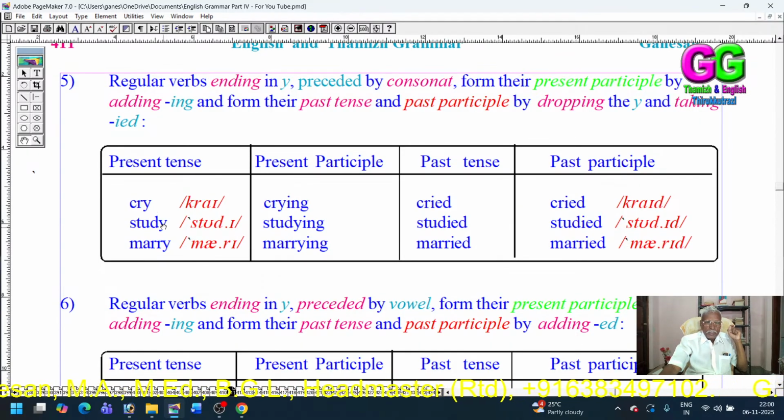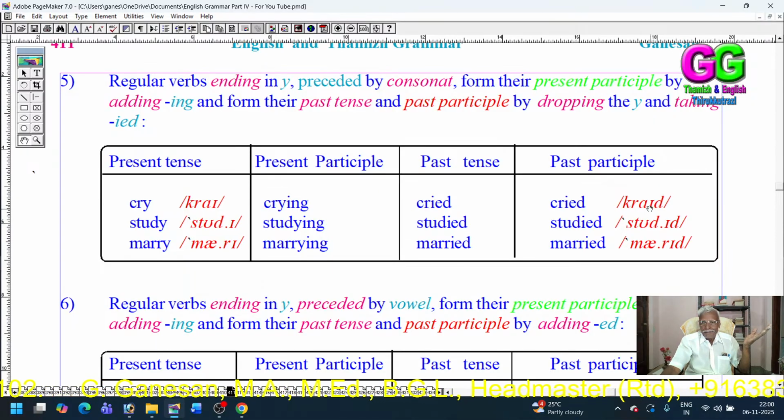Consonant then Y. All these three regular verbs end in Y, preceded by a consonant, not two consonant letters. That doesn't matter. Whether it is one consonant letter or more than one, that doesn't matter. There should be a consonant letter before the Y. That's all. Cry takes ing to form its present participle. Drop the Y and it takes ied to form its past tense and past participle.